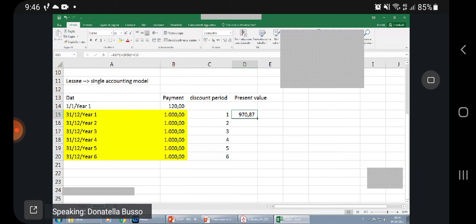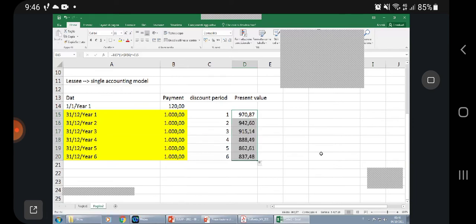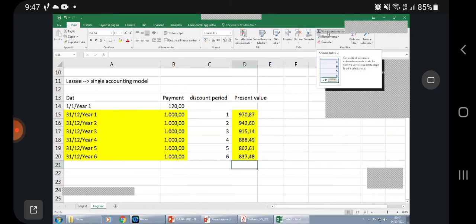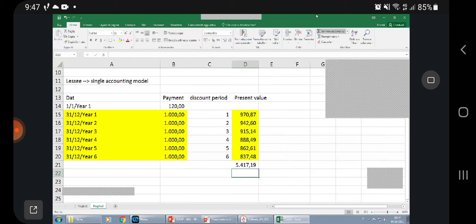If I simply copy the formula, I obtain all the present values of all the future payments, and if I sum up, any question? The formula is always the same.